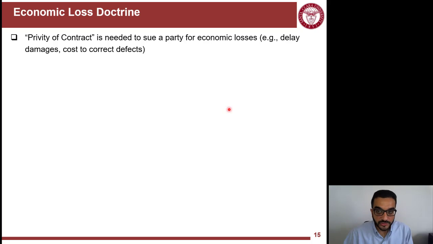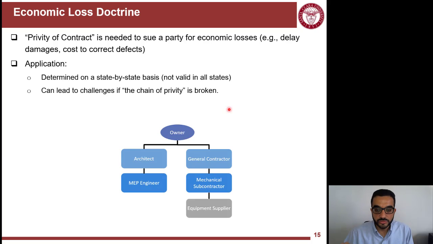So that might be confusing, but let's explain it a little. This economic loss doctrine is not a universal thing. It depends on which state you are in. And some states can actually challenge that chain of privity and impose the economic loss doctrine without even privity of contract.